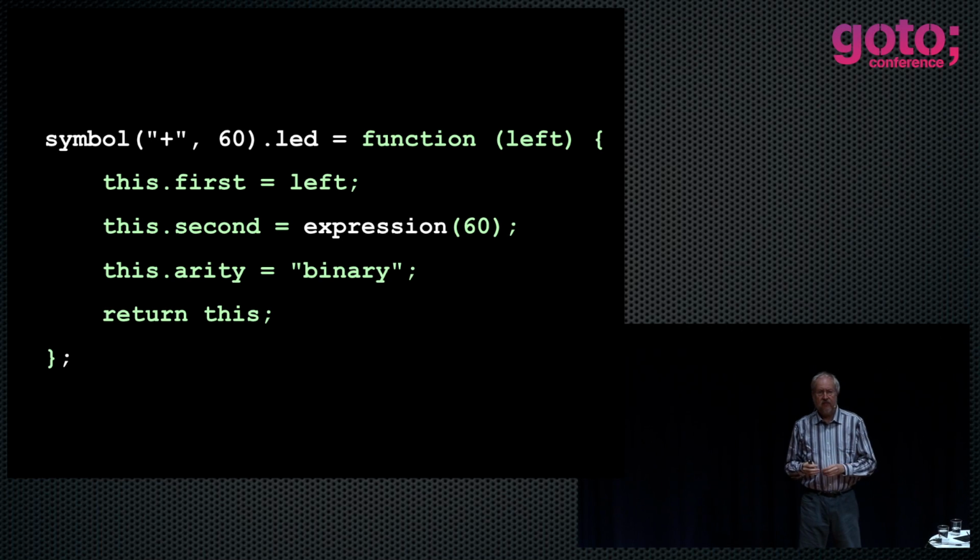So now let's start defining operators. So plus is a symbol. It's going to have a binding power of 60, and it will have a led, and its led will take its first member as whatever was on the left, and then call the expression function to get whatever is on the right, and we'll set the arity of the token to binary and return it.